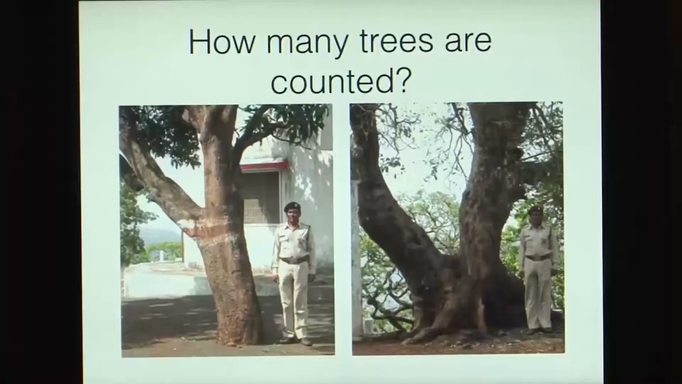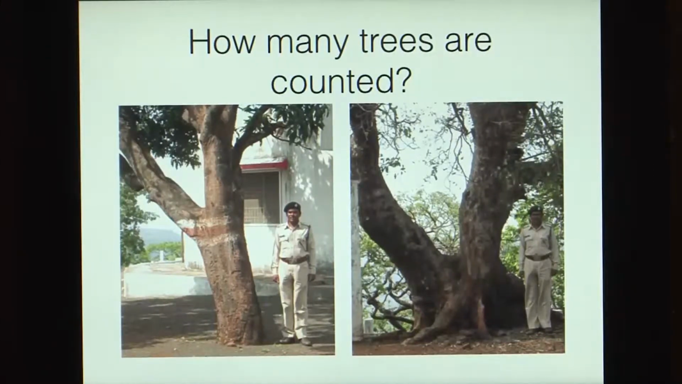Now let us look at some examples on these slides. Here you are seeing a forest guard standing right next to a tree. On the left side you can see that the forking has occurred above the breast height. The breast height could be taken as the chest height of the forest guard. As you can see the forking has occurred above the breast height. So, in this case we will consider this tree as one tree. In the right picture we can see that the forking has occurred below the breast height. So, in this case we will consider it as two different trees.